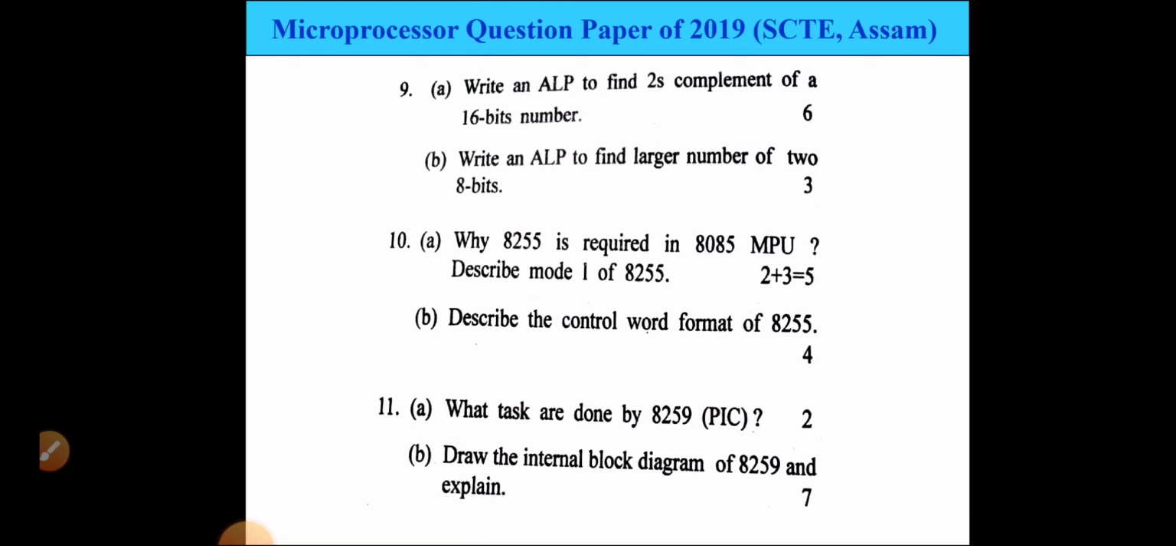Next, question number 9A, write an ALP to find the 2's complement of a 16-bit register. 9B, write an ALP to find the larger number of two 8-bit numbers. 10A, why is 8255 required in the 8085 microprocessor? Describe mode 1 of 8255. Describe the control word format of 8255. What tasks are done by the 8259 PIC? Draw the internal block diagram of 8259 and explain.